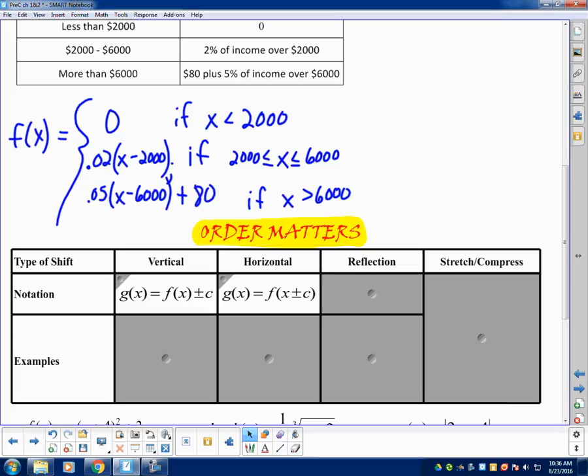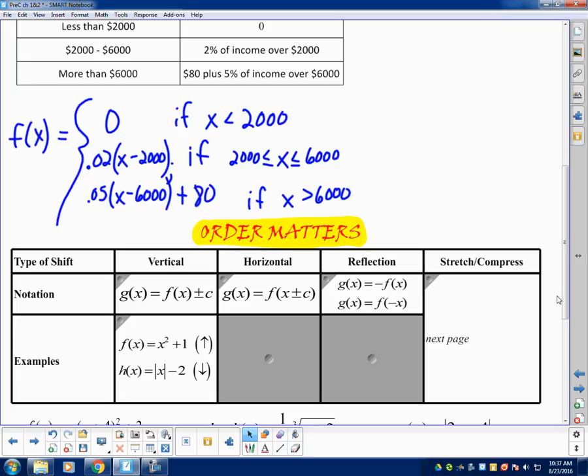It looks like I have them underneath this. Reflection, negative f of x will reflect over the x-axis. F of negative x will reflect over the y-axis. And stretching, compressing is on the next page. I have that broken down for you. And there are some rules in terms of the value of c. Let's give you some examples here.